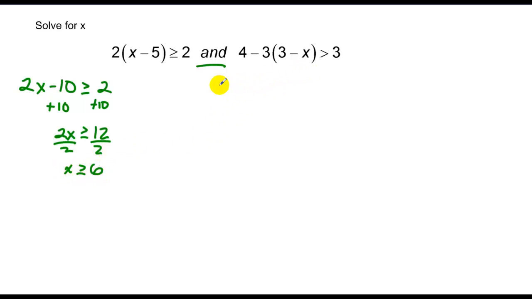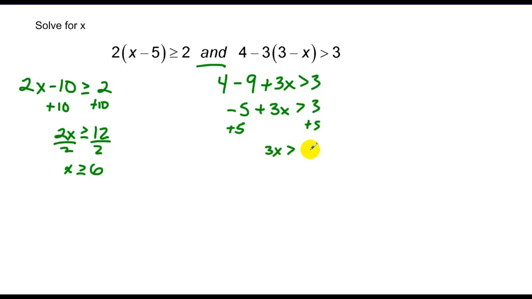And then we have 4 minus 9 plus 3x greater than 3. This is a negative 5. Add 5 to both sides. 3x greater than 8. Divide by 3 to both sides. And x is greater than 8/3.